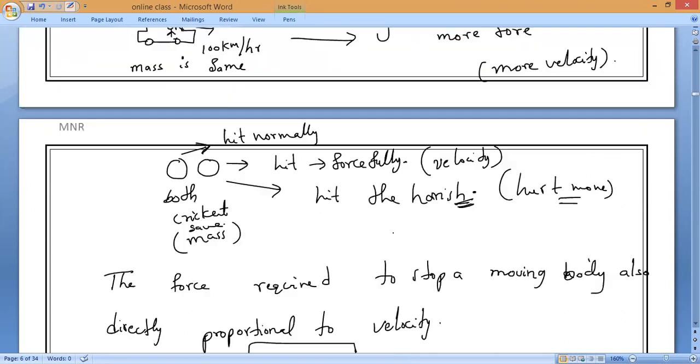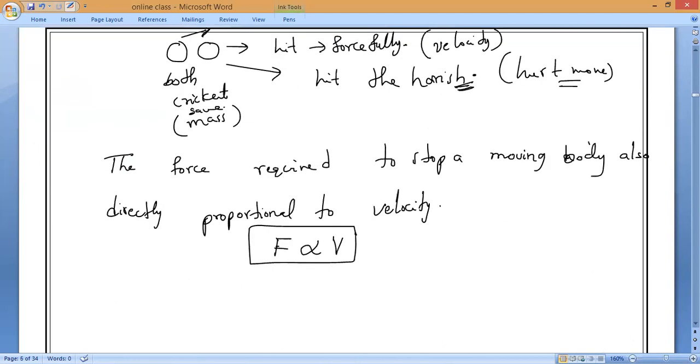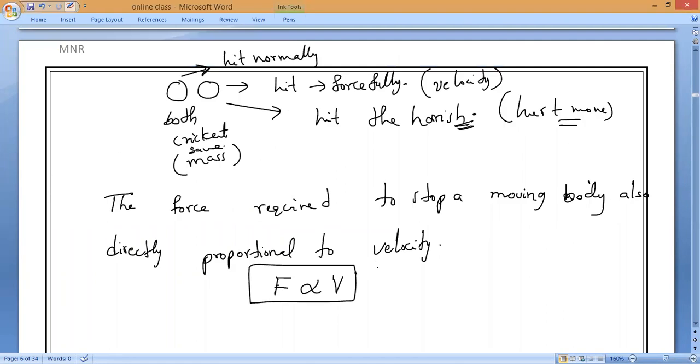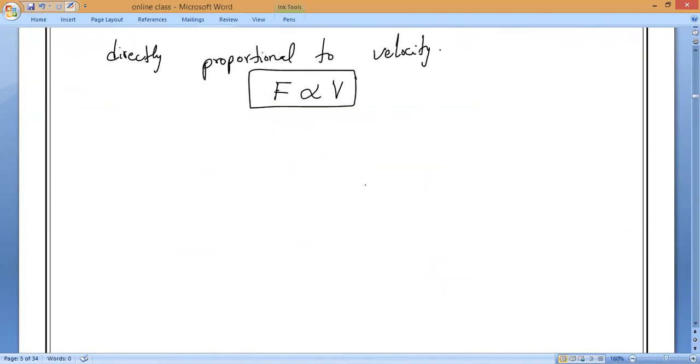So from this you tell me, if you want to move a body, two parameters are there. What are the two parameters? The quantity of motion in a body depends on two parameters. One is mass and another one is velocity.